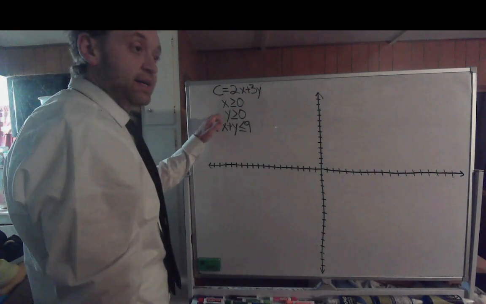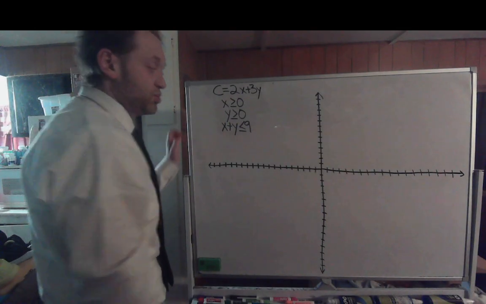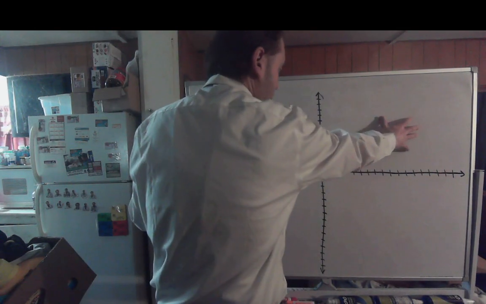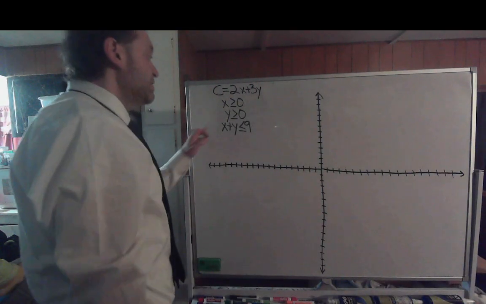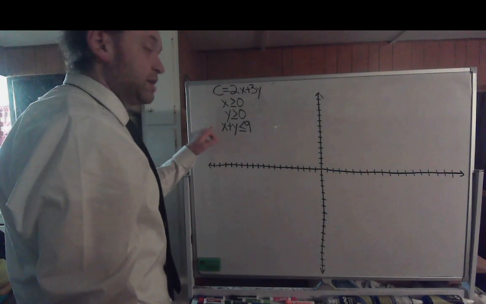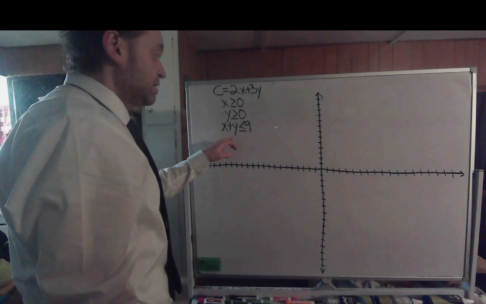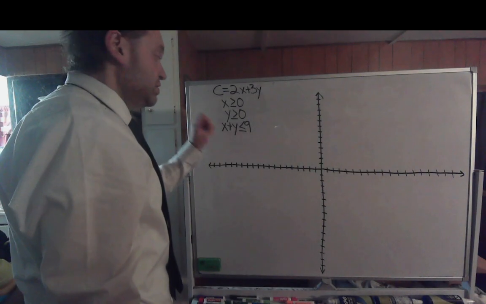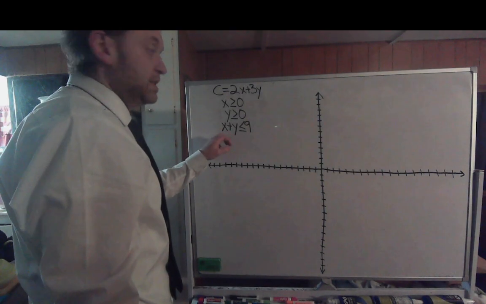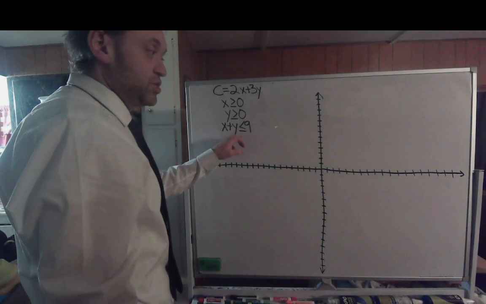Then you have y is greater than or equal to 0, which would now put you in the whole first quadrant. And then you have x plus y is less than or equal to 9. So since x plus y is less than or equal to 9, you need to go ahead and graph that line. And since it's got the equal to component, we'll have a solid line.